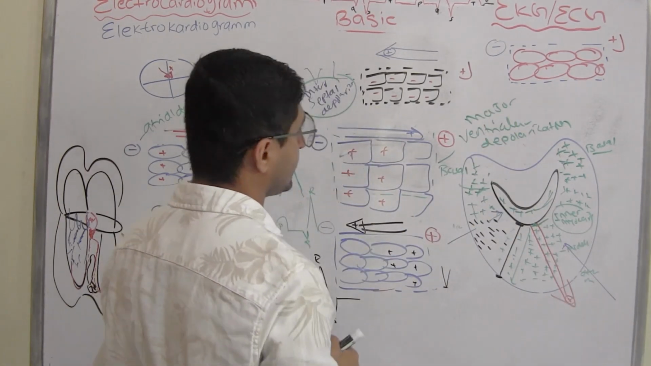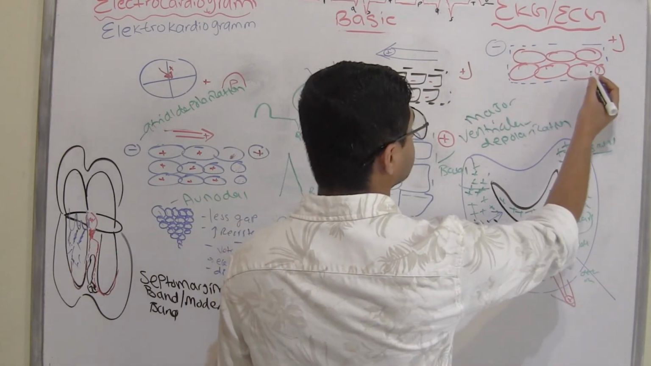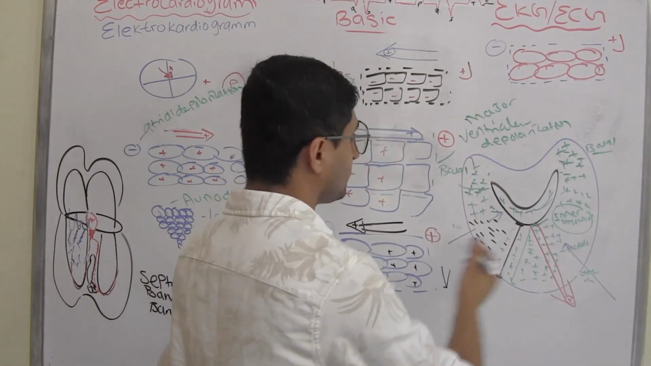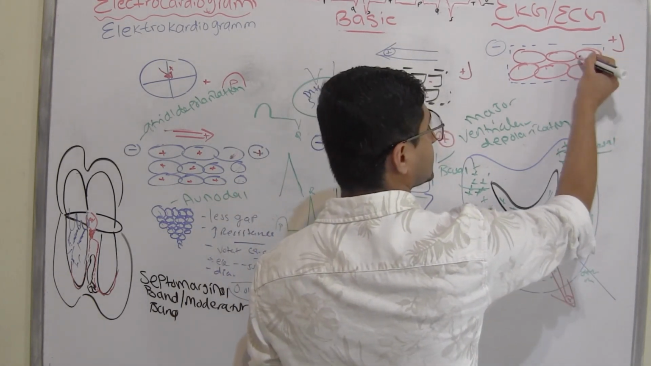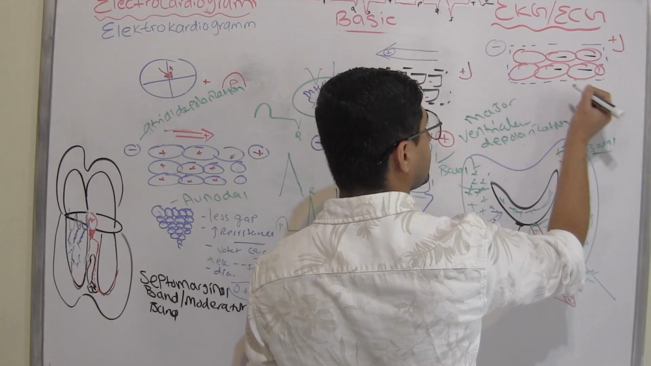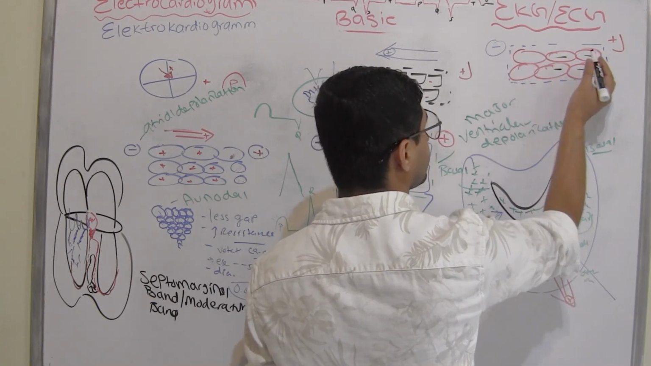If I make a vector right here with this cell, it is going upward to the right, so it is going from this direction, right? What happened? It was positive, so it started gaining negative, right? It started becoming negative.